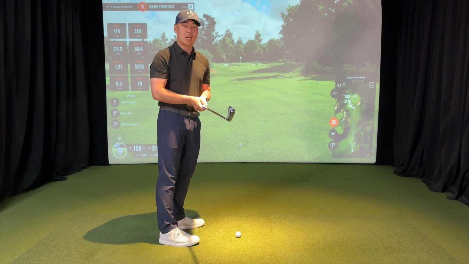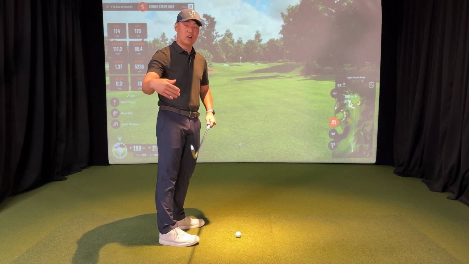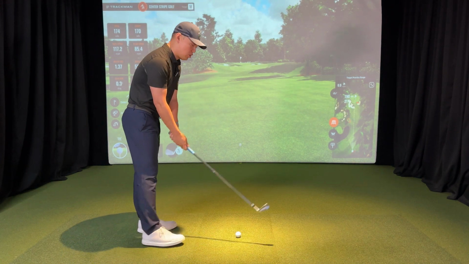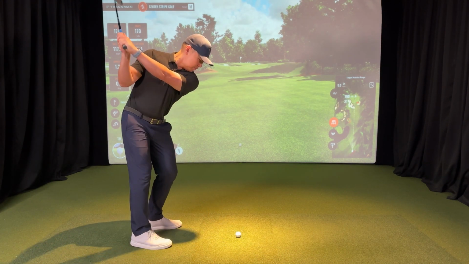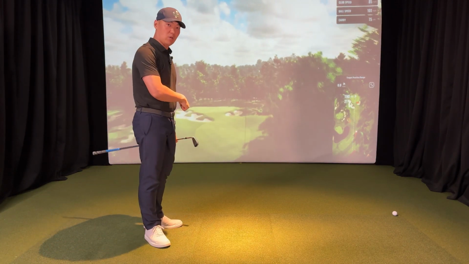So I want to take this time to help everyone understand what exactly club dynamics are and how it influences ball flight, so you don't end up with shots like this and wonder why you're swinging over the top.